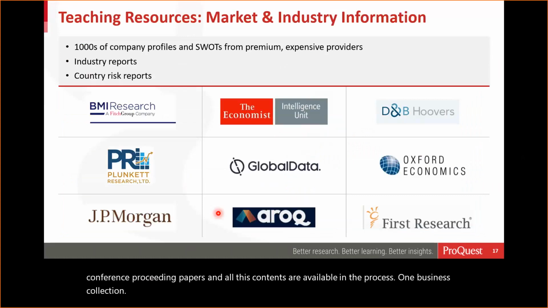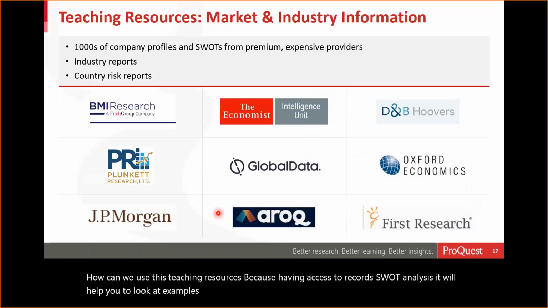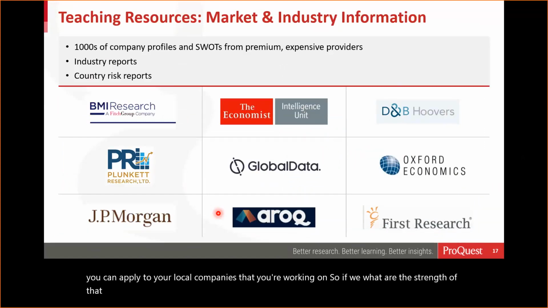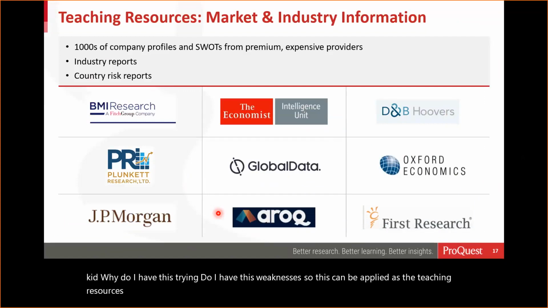Now, what are teaching resources? How can we use these teaching resources? Having access to something like a SWOT analysis will help you look at examples of SWOT analysis done in a certain industry or certain company that you can apply to the local companies you're working on. So the strengths of that company could be a strength for this company as well. You can make a checklist: do I have this strength? Do I have these weaknesses? So this can be applied as teaching resources from the ProQuest One Business platform.